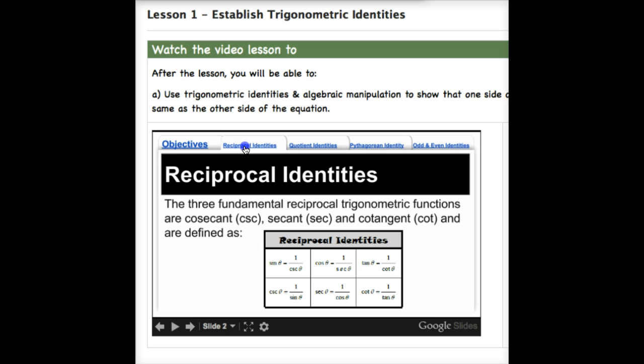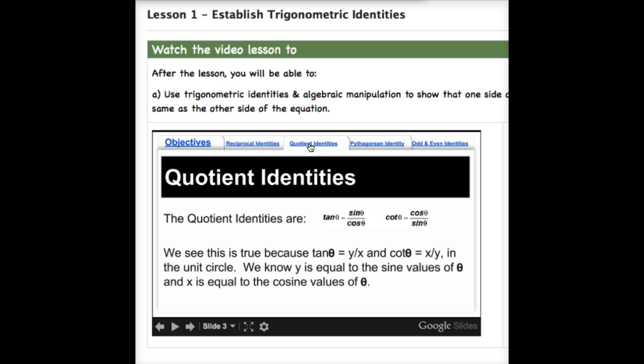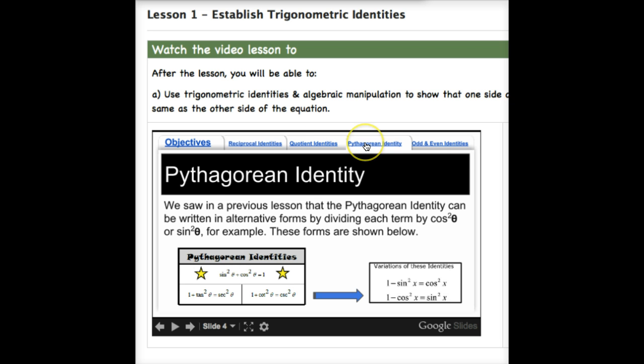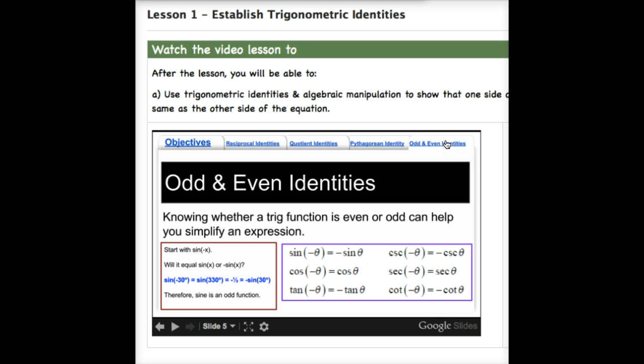For example, the reciprocal identities, the quotient identities, the Pythagorean identities, and some variations on how to write them. And these will be very important. 1 minus sine squared of x is the same thing as cosine squared of x. And the same thing with 1 minus cosine squared x is the same as sine squared x. And finally, the odd and even identities.